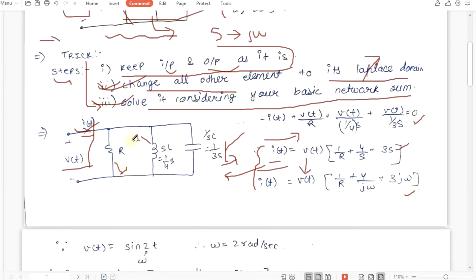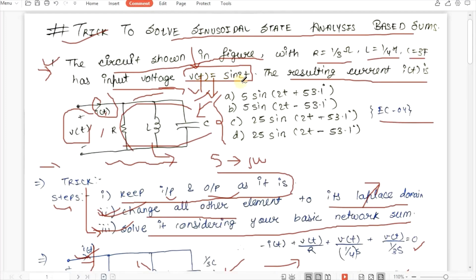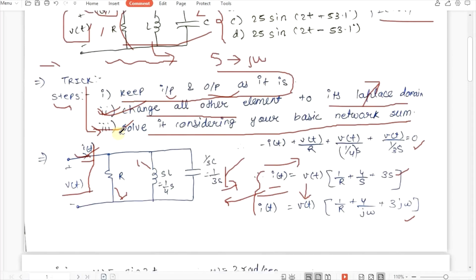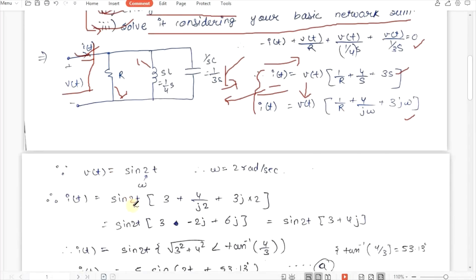Now from the input you can see that we have an input of V of t equals sin 2t. If you compare this with sin omega t, you will get to know that your omega is equal to 2. So you have to simply substitute omega equals 2. If you substitute that, you will get 3 plus 4 by j2 plus 3j into 2.